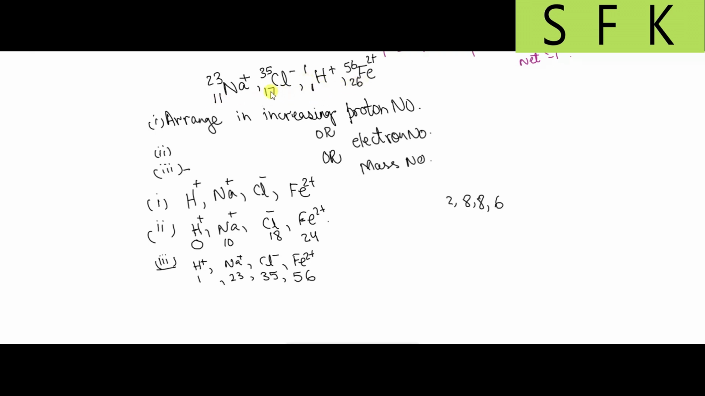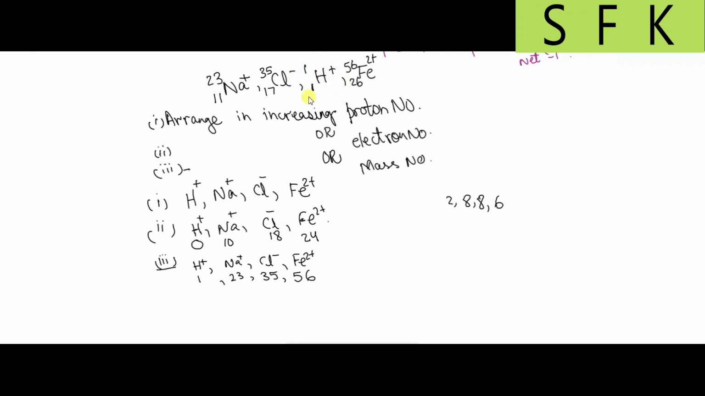Hydrogen has 1 proton, sodium has 11, chloride has 17, and iron 2 plus has 26 protons. So hydrogen comes first, then followed by sodium, then chloride, and iron 2 plus. The second point says to arrange them in increasing number of electrons. So let's decide which one has the greatest and which one has the least electrons.